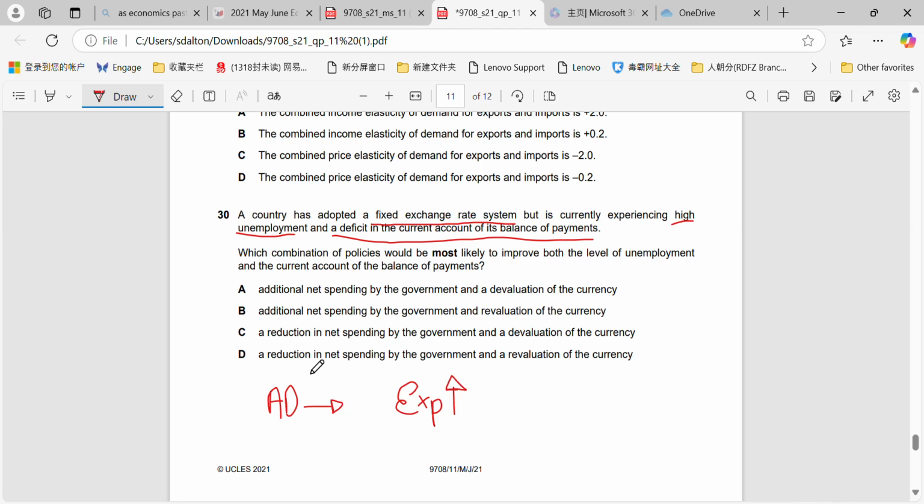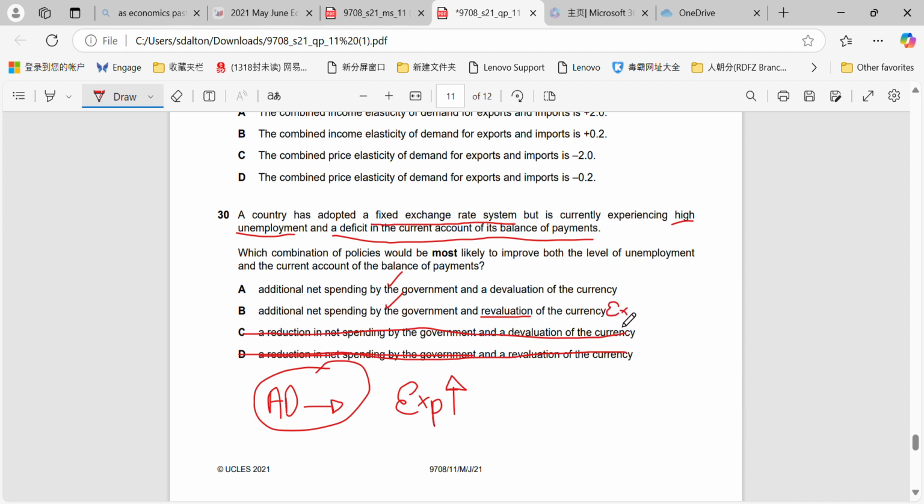Okay, so if we have a reduction in net spending by the government, that will move aggregate demand to the left, and therefore that would not be the correct option. Again, that's the same with C. AD would go left. Additional net spending by the government, that would be correct in terms of moving AD to the right. Revaluation of the currency would result in exports going down.